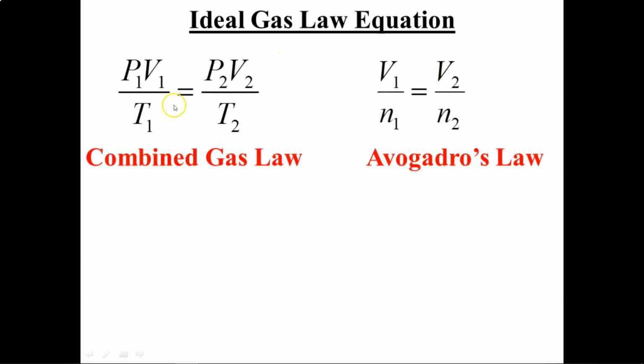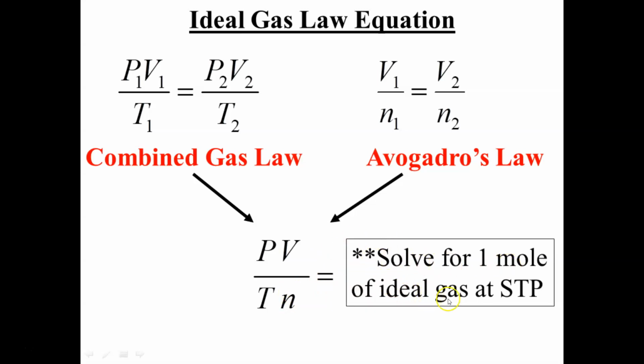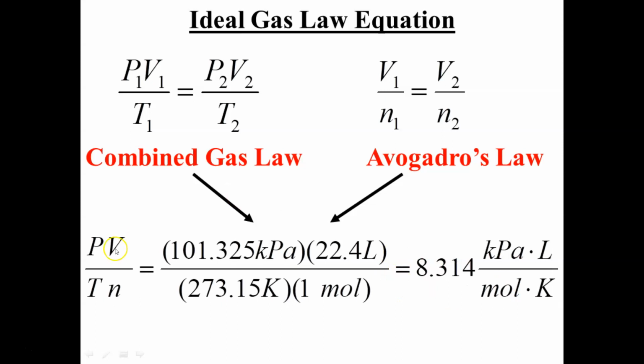I can now combine these two equations to give me this relationship. But in its current form, it's not particularly useful. I mean, there's nothing else on this side of the equal sign. But if I solve for 1 mole of an ideal gas at STP, plugging in 101.3 kilopascals for pressure, volume, of course, for any ideal gas at STP is 22.4 liters, temperature is 273.15 kelvins, and 1 mole, I get this value, 8.314 kilopascal liters per mole Kelvin.